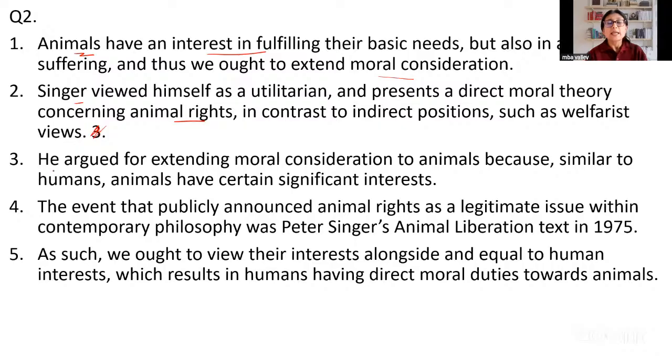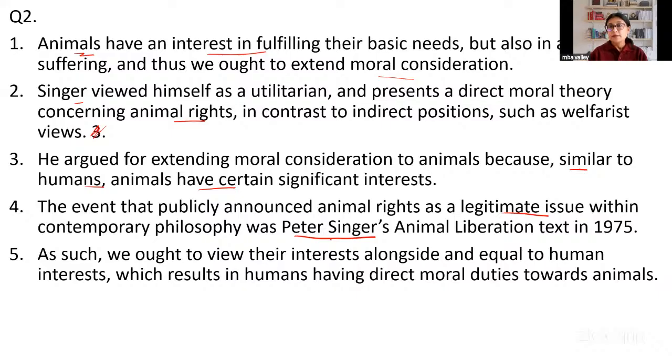Sentence 3 says, he argued for extending moral consideration to animals because similar to humans, animals have certain significant interests. Okay, similar to humans. The event that publicly announced animal rights as a legitimate issue within contemporary philosophy was Peter Singer's Animal Liberation text in 1975. Here we have the guy.